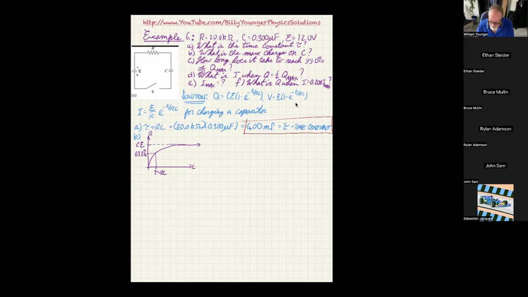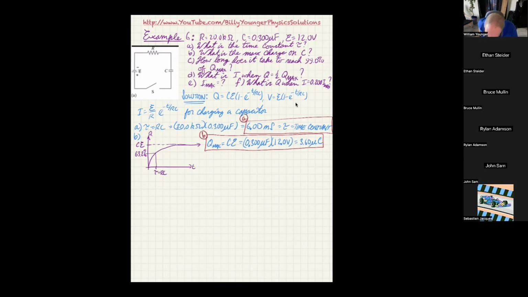So what they're wanting to know is what's the max charge on C? That's going to be Q max. Q max equals C times E. And that C is 0.300 microfarads times E, which is 12.0 volts. A volt times a farad gives me a coulomb. I can leave the micro in place and that'll make it come out as microcoulombs. Now a 12 times 0.3 is the same thing as a 1.2 times 3. So this gives me 3.60 microcoulombs is Q max. So we have that. That's part B. And this is part A.